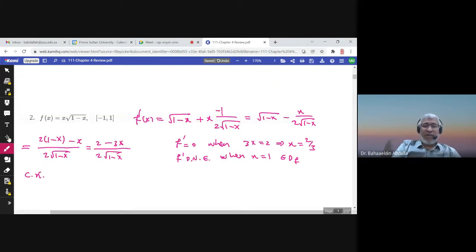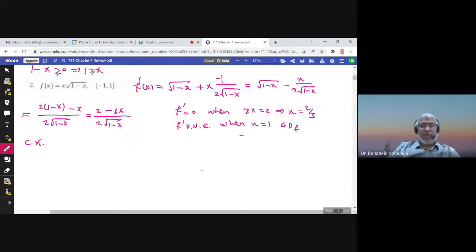If you want to find the domain of f, then 1 minus x should be greater than or equal to 0, 1 greater than or equal to x. So actually the domain of f is all the values x less than or equal to 1. So it's from negative infinity to 1, and 1 is in the domain of f. So it's a critical number. So I have two critical numbers.